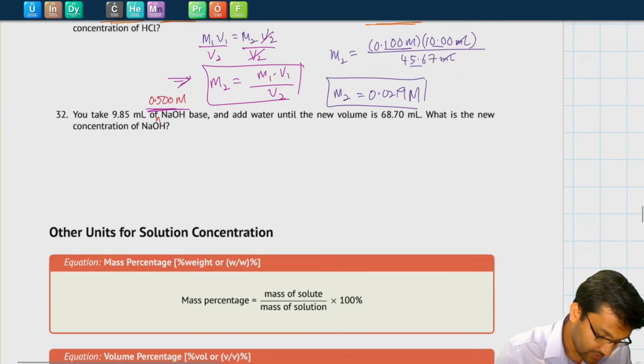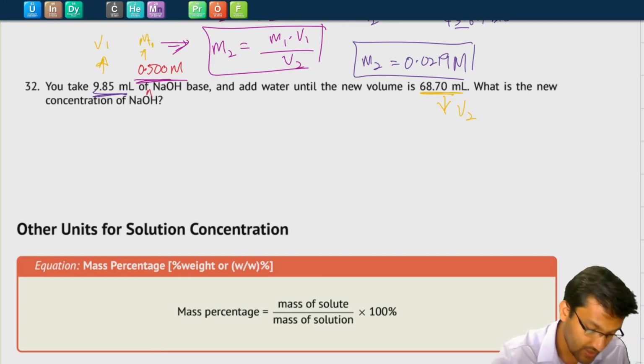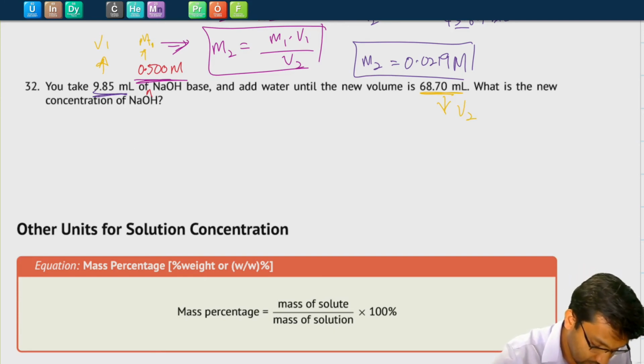Finally, let's look at number 32. We start with some amount of solution. Again, this is our V1, our initial volume. This is our M1, our initial concentration. And this is our V2, our final volume. So we can use the same equation. M2 is equal to M1 times V1 over V2.